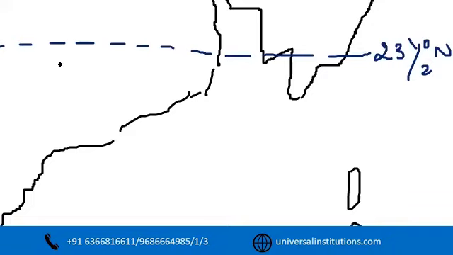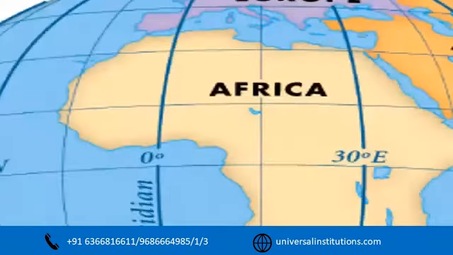So this map is very, very important. Like this, you have to learn. Latitudes, parallels, we have marked. So let's understand longitudes now. Give the heading as longitudes and meridians.